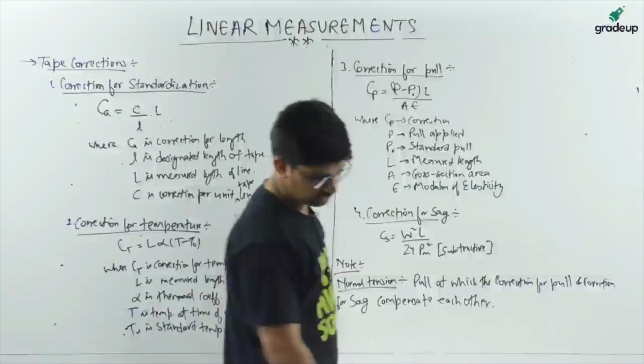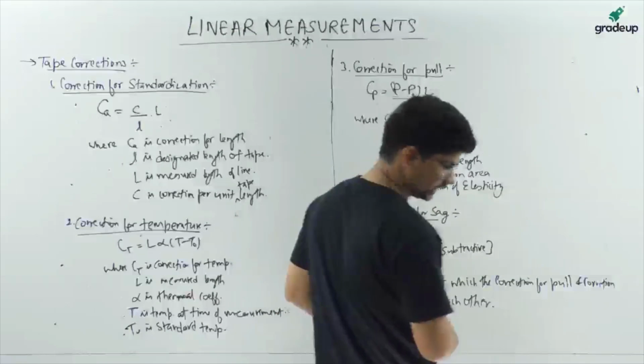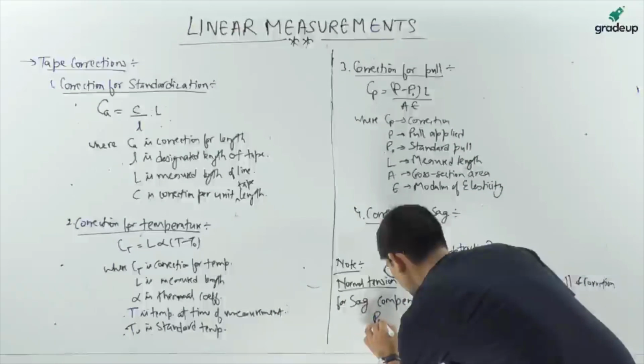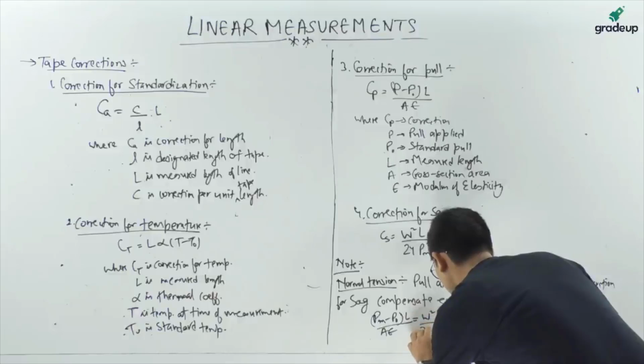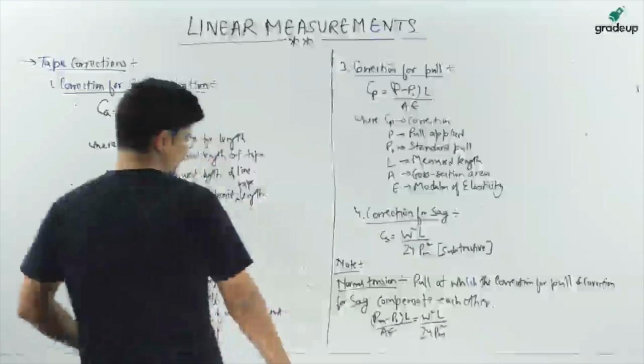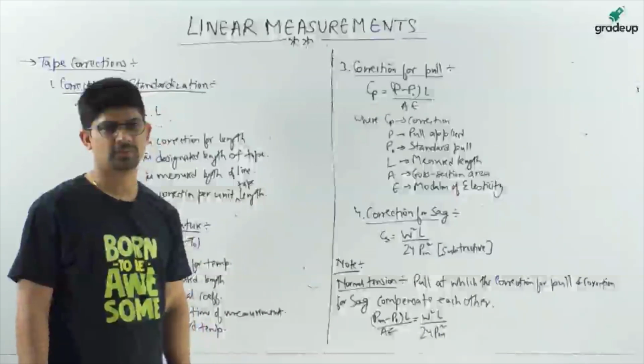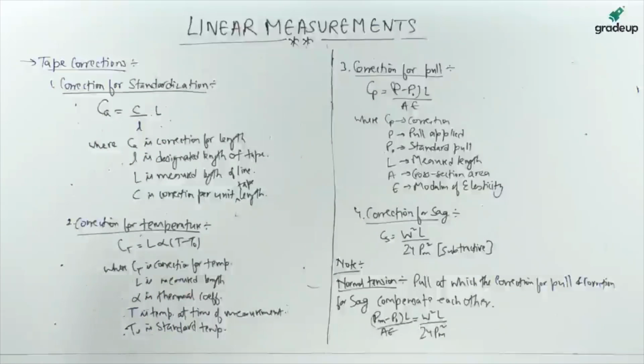Okay. So to get that, you have to equate (Pm minus P naught) into L upon AE to W squared L upon 24 Pm squared. So, with this equation you can easily get the normal tension. Okay. Please take a screenshot and we will see more corrections.